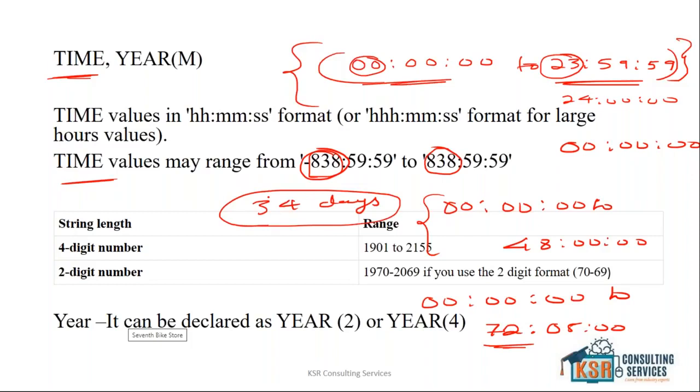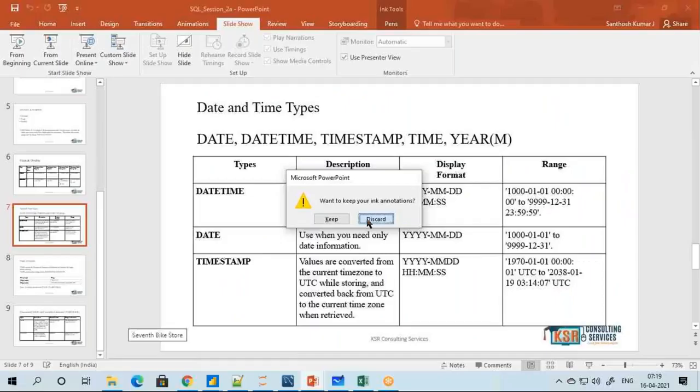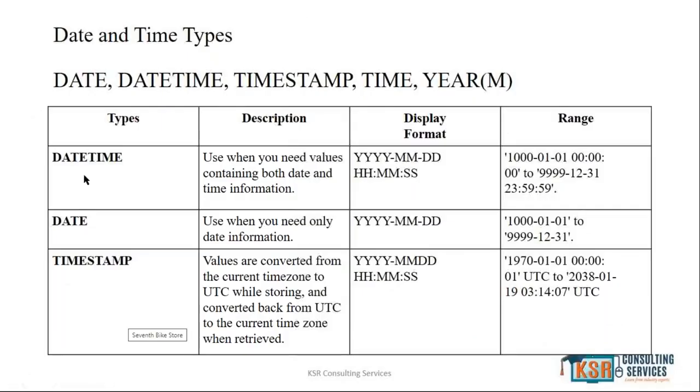So this is nothing but the time data type. The time data type is going to give only the time. This one is going to give only the date, this one gives the date and time together, and this is again the date and time with respect to different standard timings. This is going to give only the time. And the last data type is year. As the name implies, only the year.